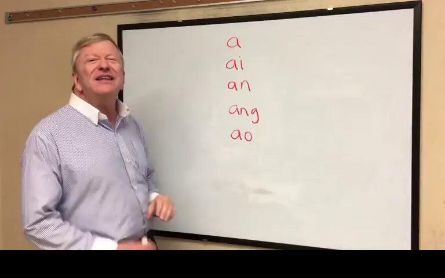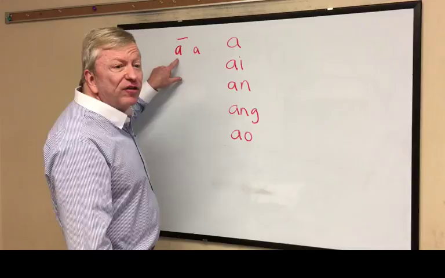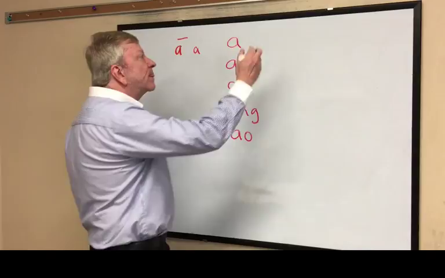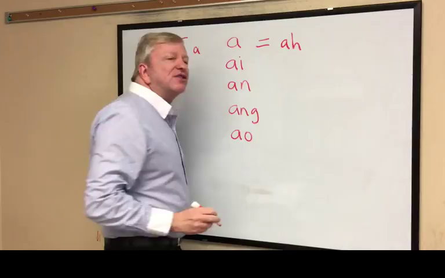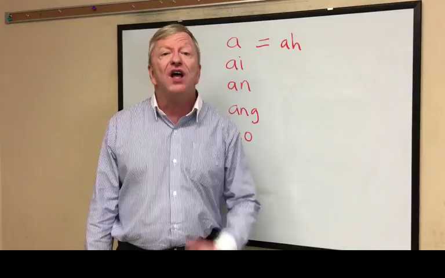The letter A in English has a long A and a short A, like bat. But in Mandarin, the A sounds like the English ah. So think of it like you're going to the doctor and the doctor says, open your mouth and say ah. Well, that's what you have to do. In order to say the Mandarin A, you have to open your mouth, drop your tongue, and say ah.